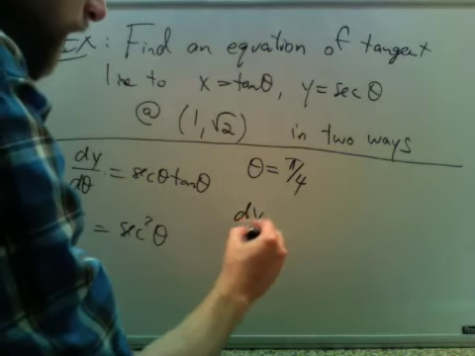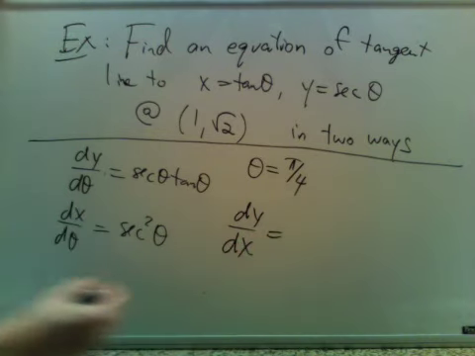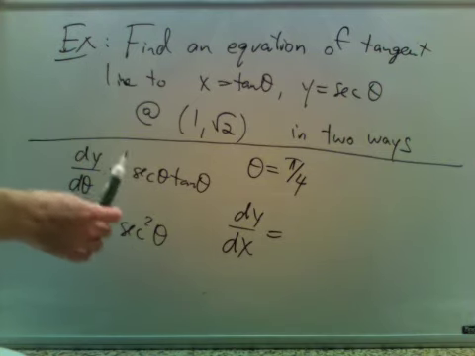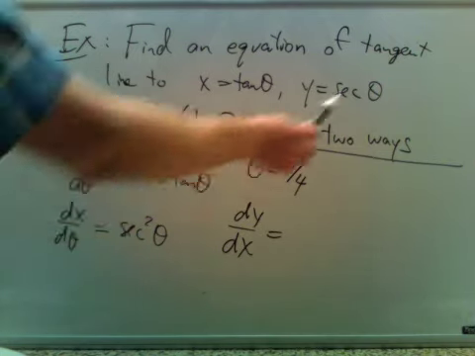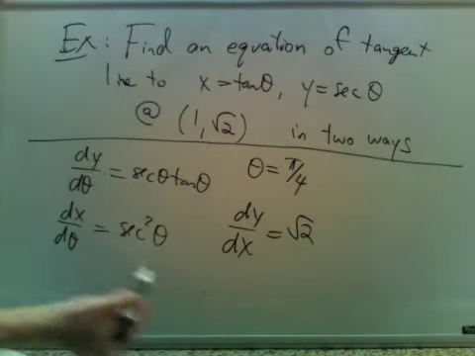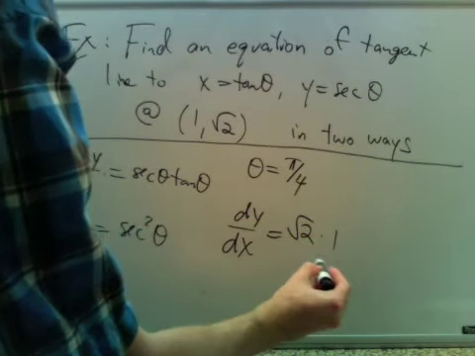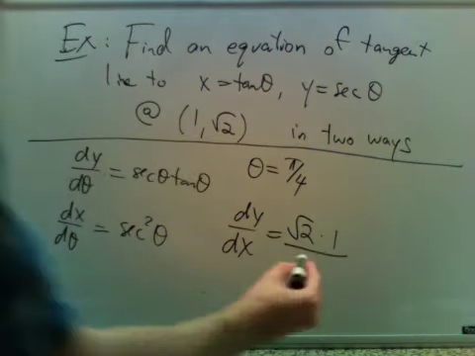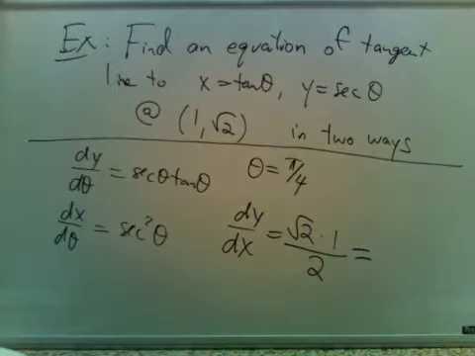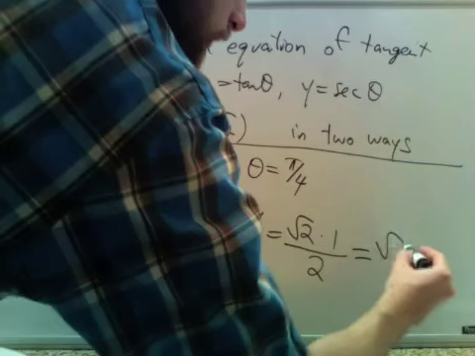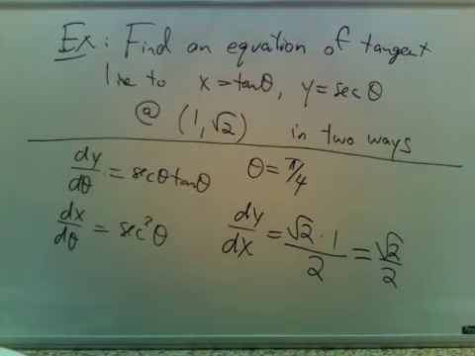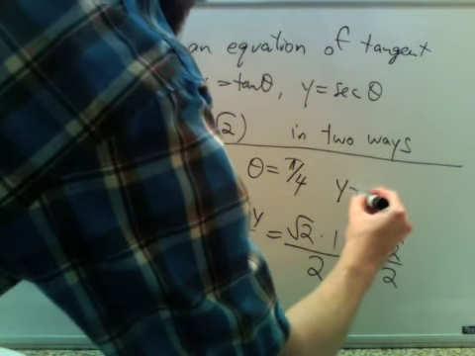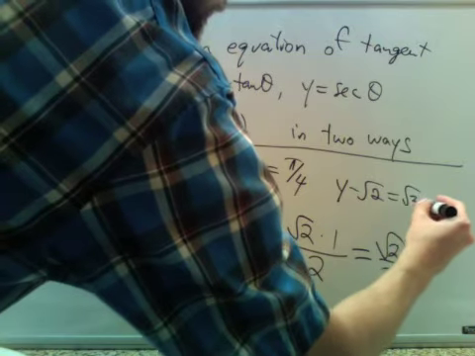So let's see. At the point we're interested in, secant theta is the square root of 2, tangent theta is just 1, and secant squared is the square root of 2 squared. So we get square root of 2 over 2 as our slope at that point. And so an equation for the line will just be y minus square root of 2 equals this.